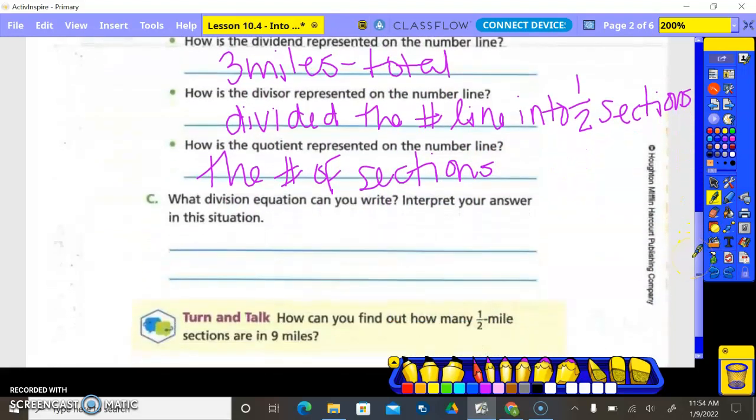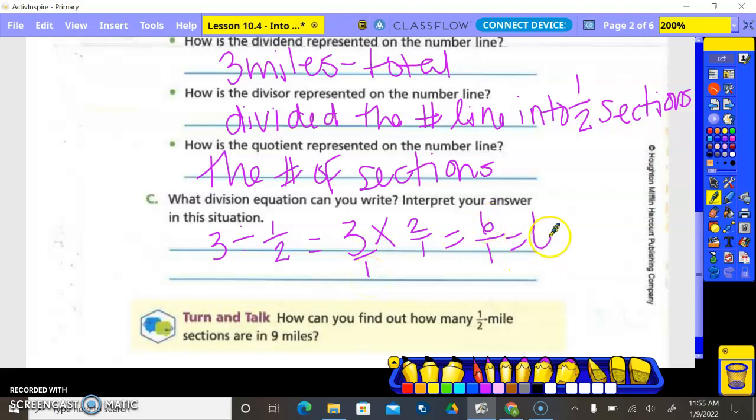What division equation can you write to interpret your answer in this situation? So our total was 3. We divided it in half sections. So that would also be equivalent to 3 times. And since I did the opposite of division and used multiplication, I have to do the reciprocal of 1/2, which would be 2/1. So that would be 3/1 times 2/1 equals 6/1. So that equals 6. So there are 6 sections.